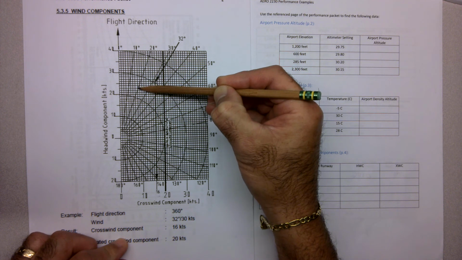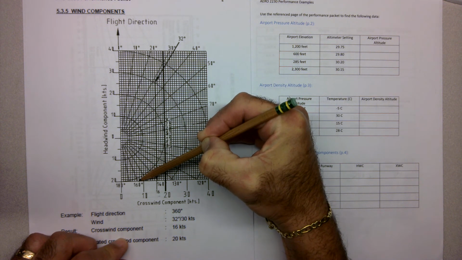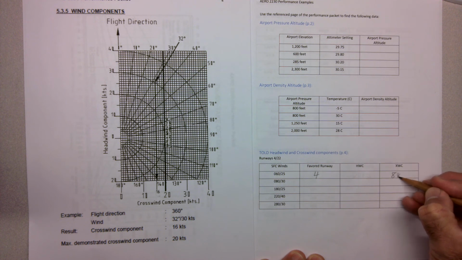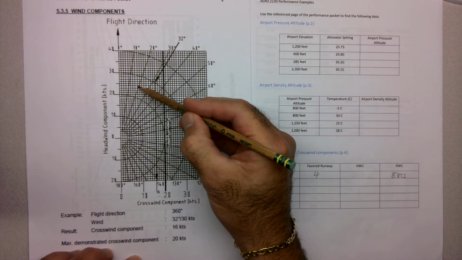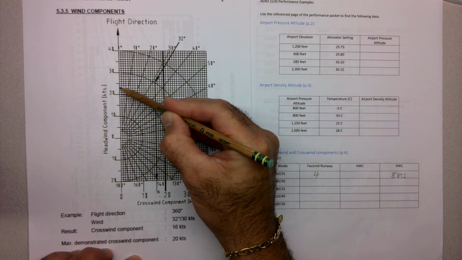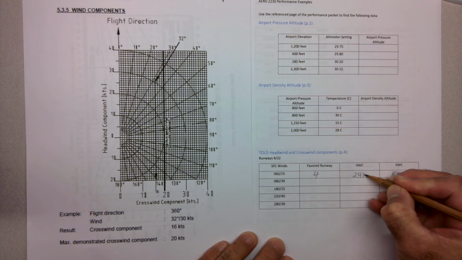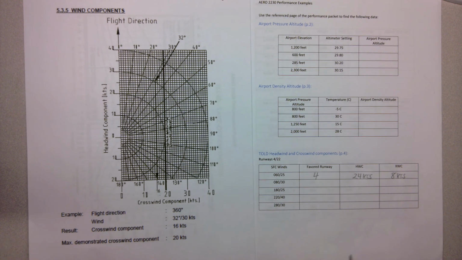And then from that point, we draw a line straight down to get our crosswind component. And that looks to be about 8 knots. So we'll write that in, 8 knots under crosswind. And then to get our headwind component, we go from the same point and draw a straight line to the left. It looks like our headwind component is about 24 knots. So we'll write that down here under headwind component. And it's as simple as that.